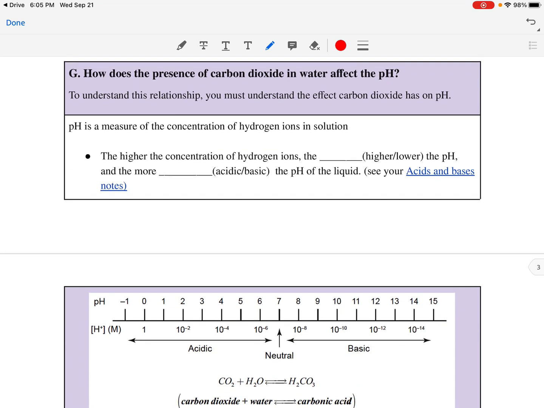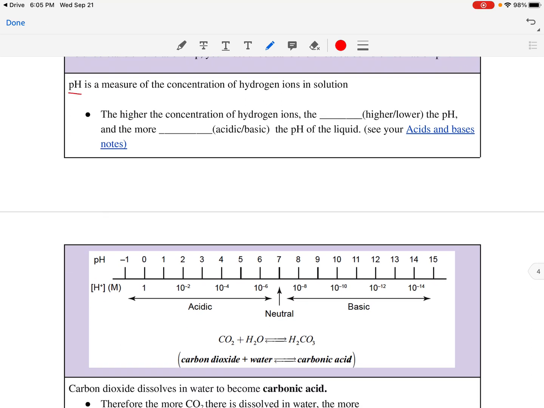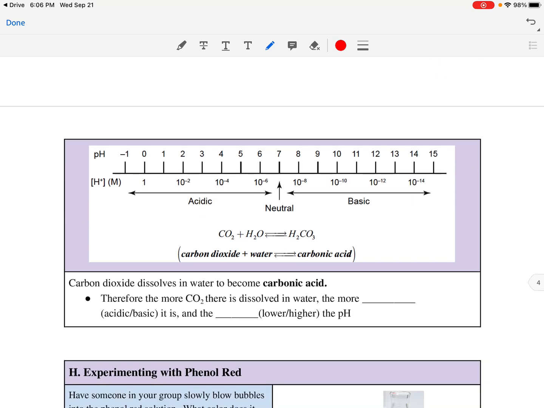Then, in preparation for the next part of this lab, which will be looking at photosynthesis and cellular respiration, we wanted to know, how does carbon dioxide, when it's dissolved in water, affect the pH of the solution? And we remember that pH is a measure of the concentration of hydrogen ions in a solution. So a hydrogen ion is an H+, right? It's a hydrogen with one electron removed. And then you refer back to your acids and bases notes sheet, and you can look at that video to answer this question.